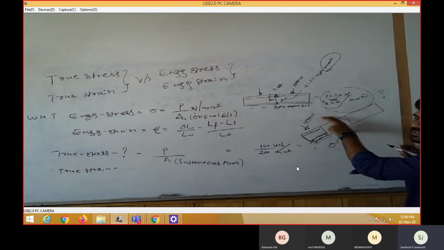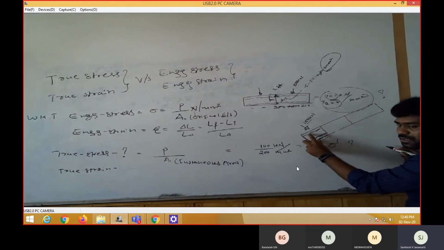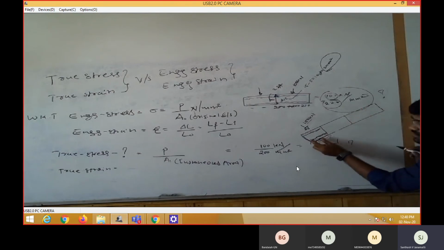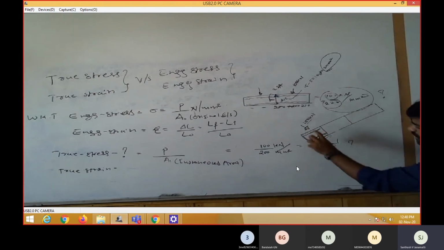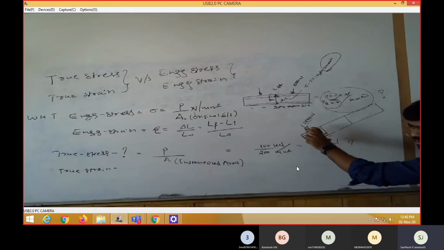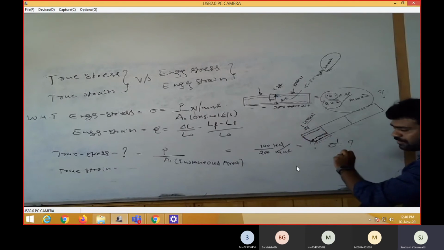No, it's not. Sometimes it will not happen, because suppose this area is weaker than this portion. Only this portion you are calculating, because this is larger in length. Only on this portion you are applying the load, and you are not calculating the stress and all these things.